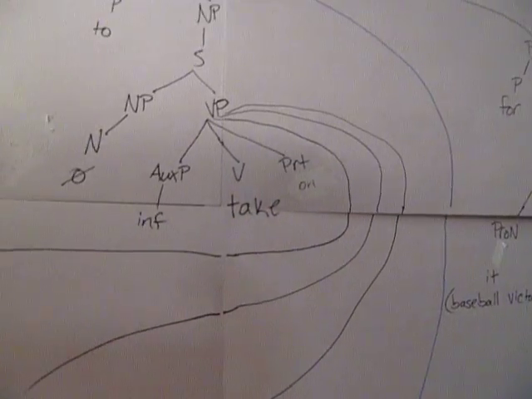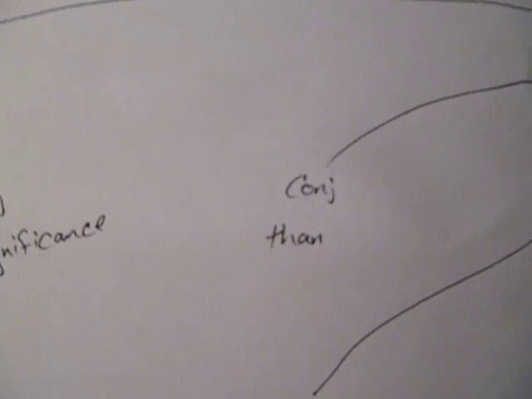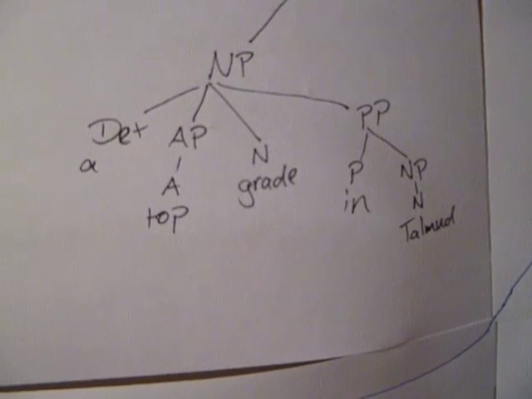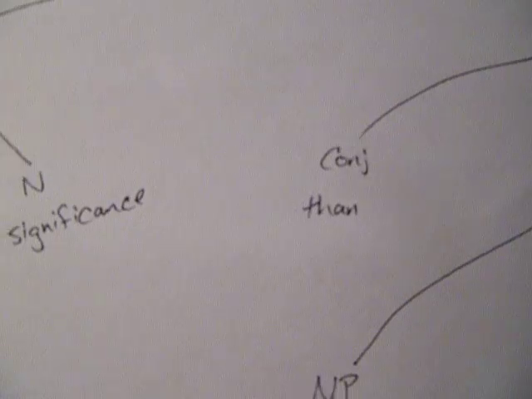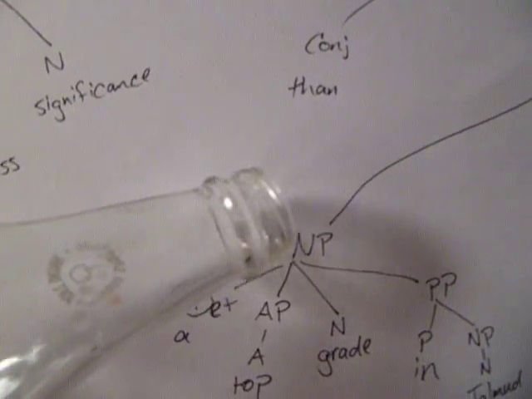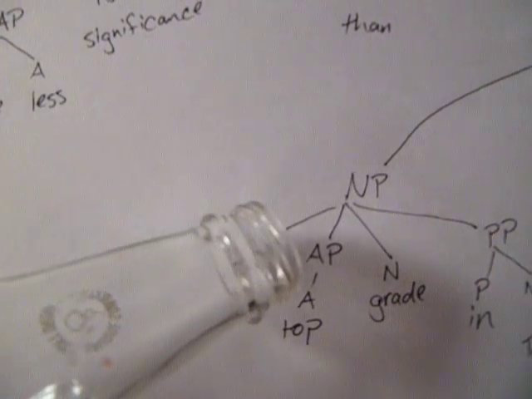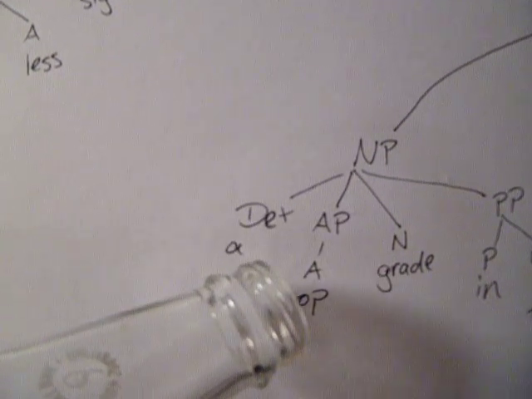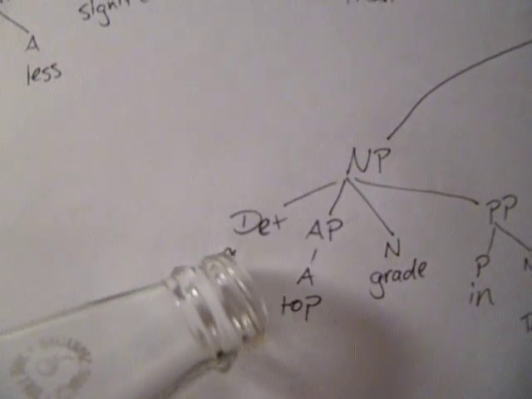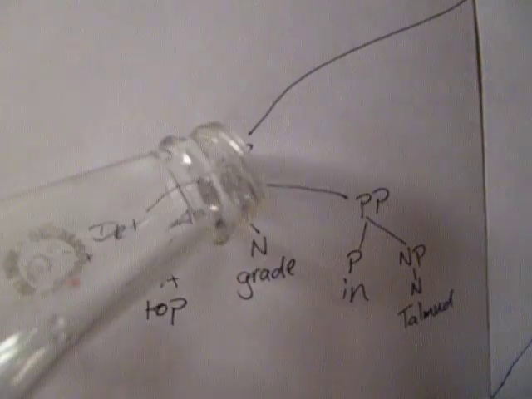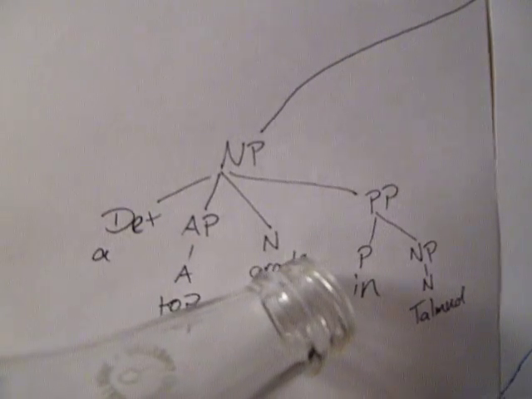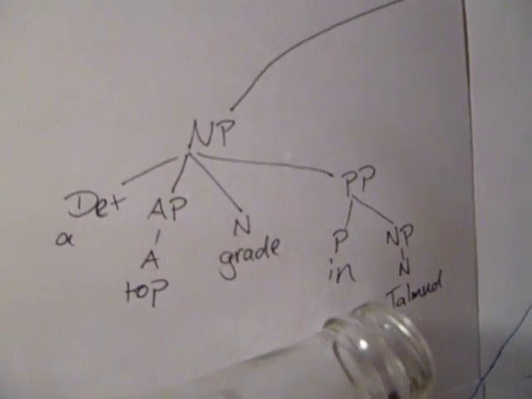So then we have the word "than", and it's a conjunction. It actually makes this phrase and this phrase equal. So it's either this or that with the conjunction "than". So here you have a noun phrase, the determiner "a", then you have your adjectival phrase, the adjective "top", then you have the noun "grade". So "top grade", prepositional phrase, and there's your preposition, then you have your noun phrase with the noun "Talmud".